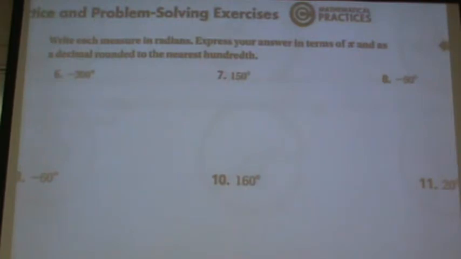Can you read the directions for 6 through 11? I want someone to read them to me. Each measure in radians. So what do we do? These are all in degree mode. How do you convert them to radians?